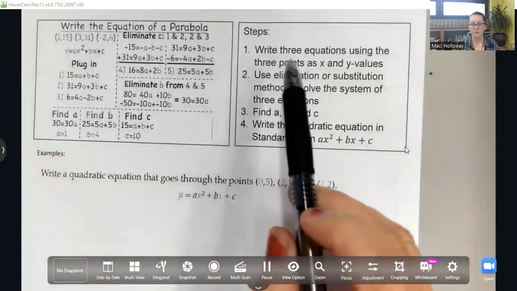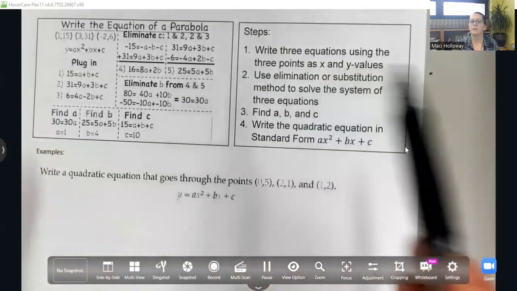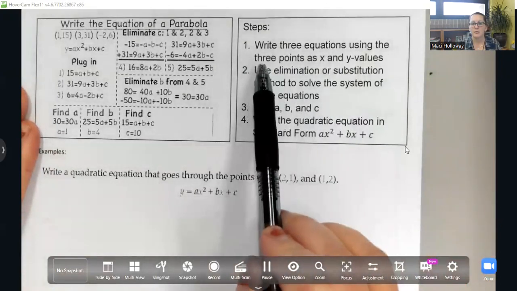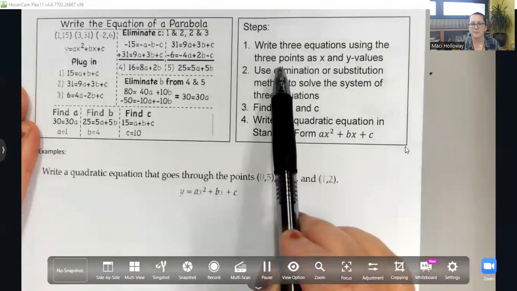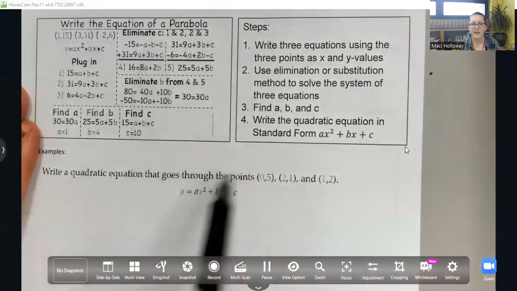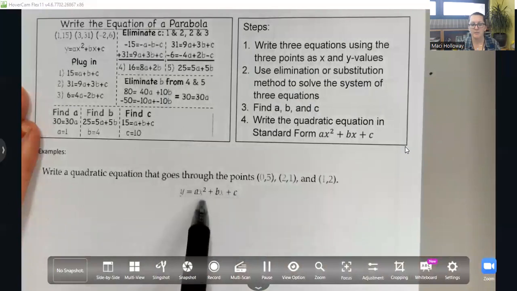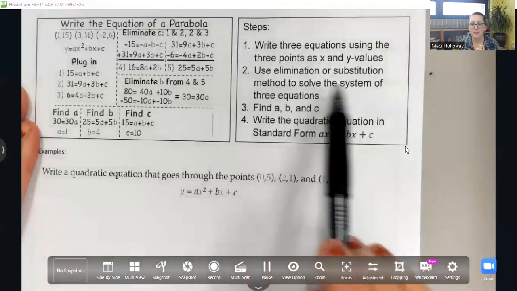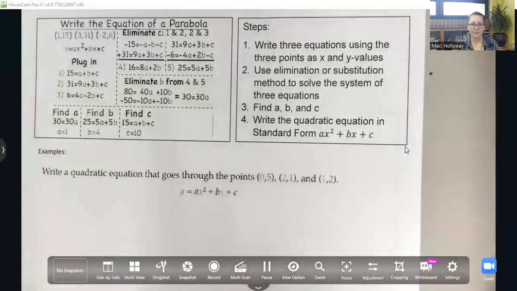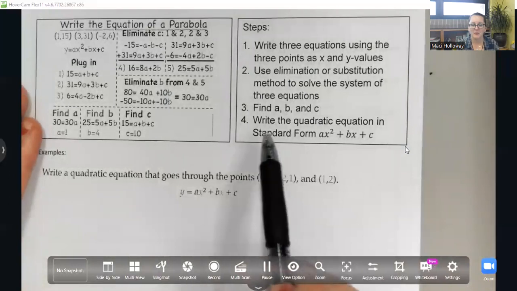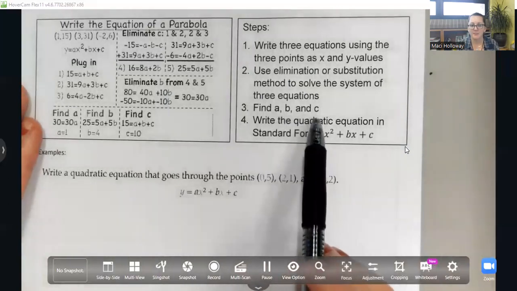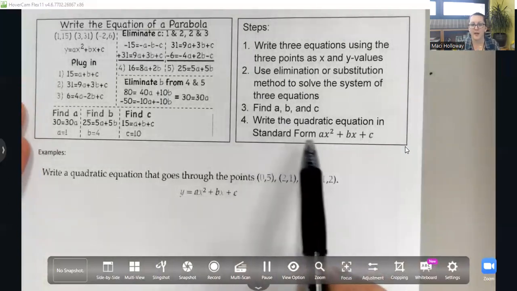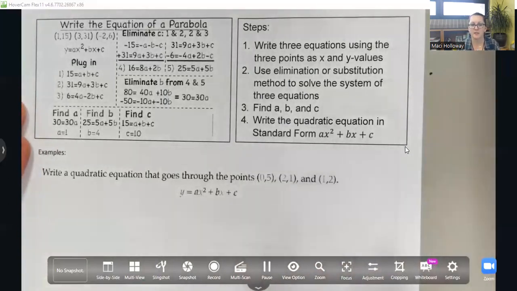We're going to bring back our systems of equations. I know everybody's super excited about that. We're going to write 3 equations using 3 points as x and y values in our standard form ax squared plus bx plus c. We're going to use the elimination or substitution method to solve the system of 3 equations. Going back to our last unit, we're going to find a, b, and c, and then we're going to write the quadratic equation in our standard form ax squared plus bx plus c.